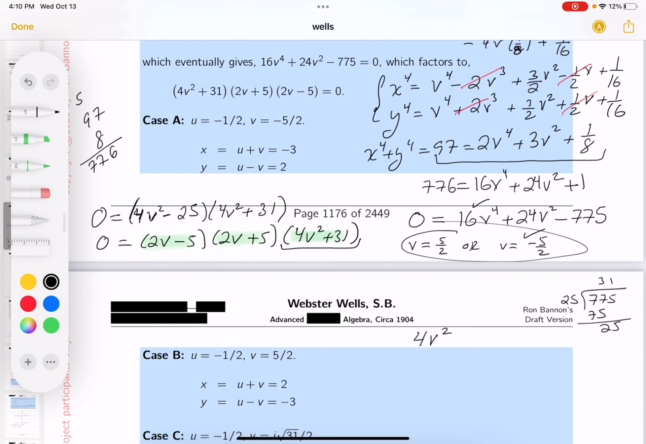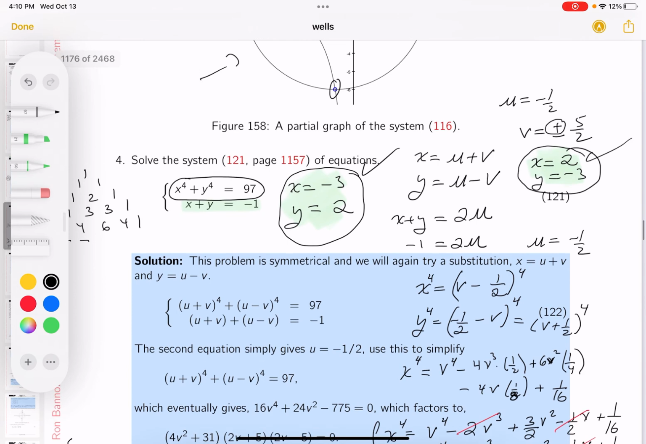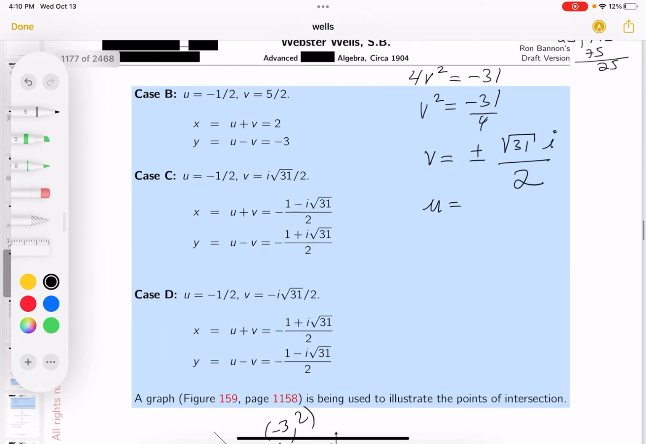4v squared equals minus 31. V squared is minus 31 over 4. So V would equal plus or minus root 31i over 2. And I want to point out that, to me, it's work, all right? Now, what do you mean by work? I still have to put the U down. What was the U? Well, if you don't remember, it's up here. It's minus 1/2.